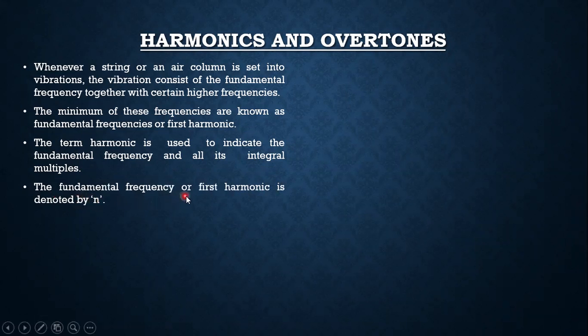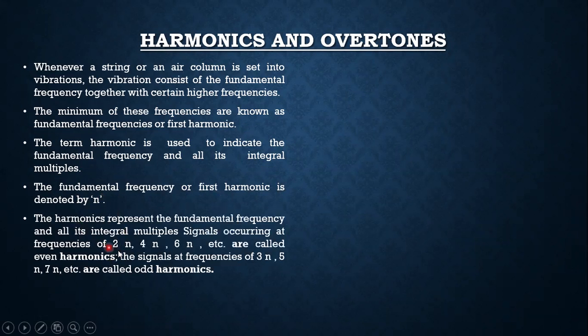Then the fundamental frequency or first harmonic is denoted by n. Now if it is 2n, so 2 into n, it is called the second harmonic, so 4n means the fourth harmonic. If it is 6n, then it is called the sixth harmonic. So they are the even harmonics, 2, 4, 6. So we can say that these are the even harmonics.